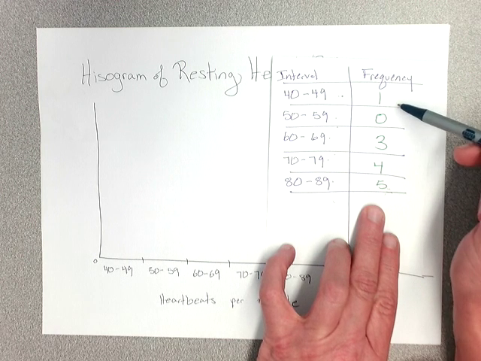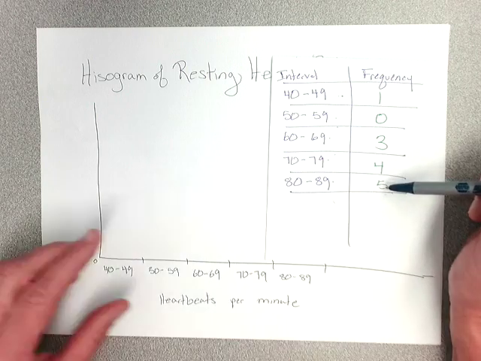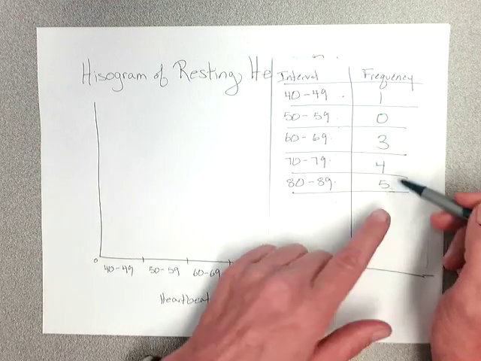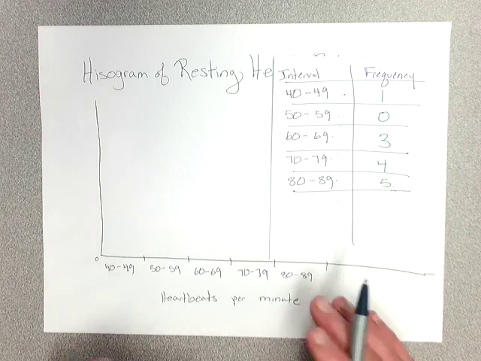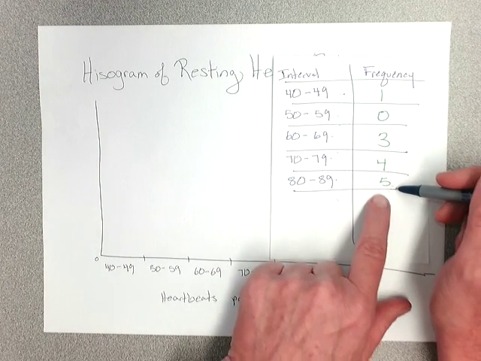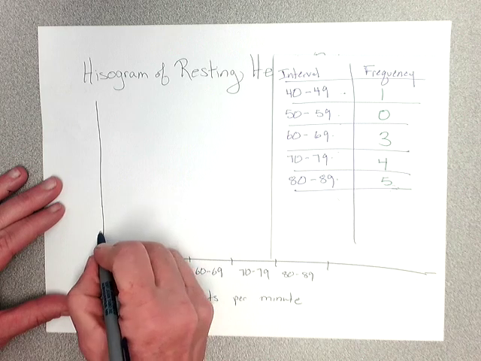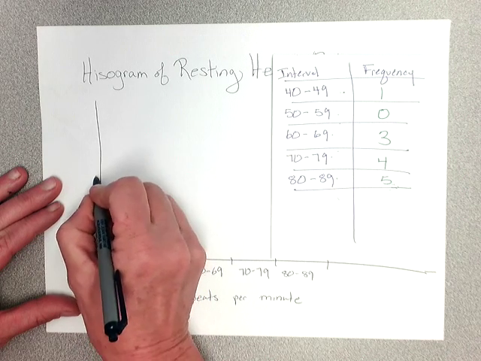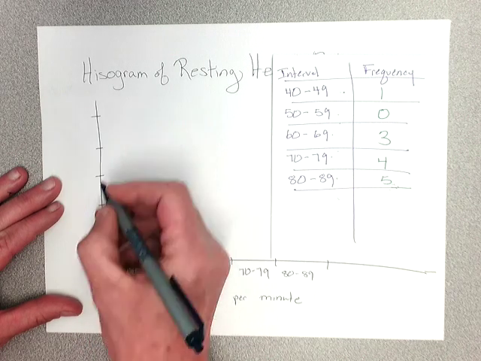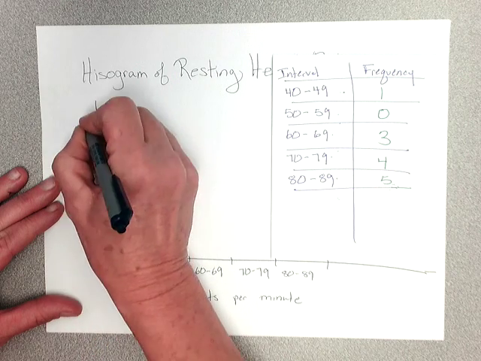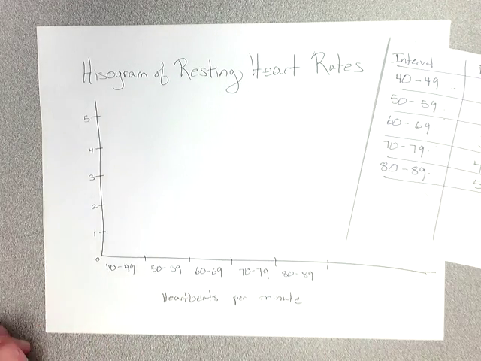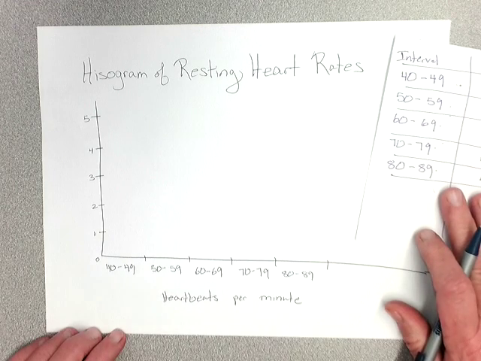That's the most occurrences that are in any one of these groups. If yours is 12, then you need to space your numbers so you have room for 12 or a little bit above. I'm going to space mine just so that it goes up to the 5. So there's 1, 2, 3, 4, and 5, and then label them. Pause the video if your chart does not yet look like mine.